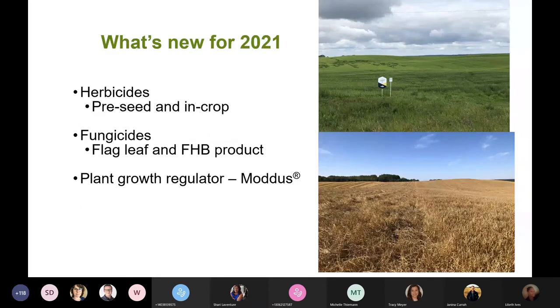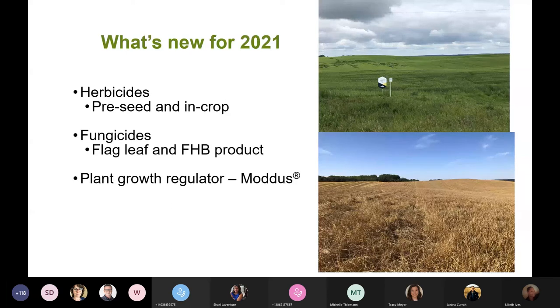So what's new for 2021? Every year we hear about new products coming down. And yes, there are going to be some new pre-seeds and in-crop herbicides for both oat and barley. There are also going to be some new flag leaf and fusarium fungicides as well.